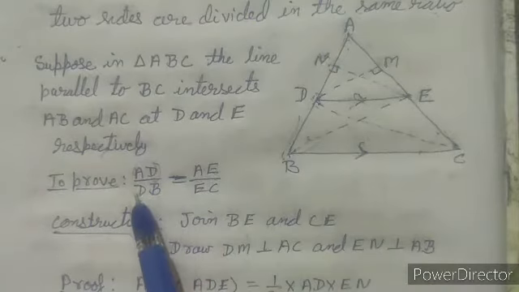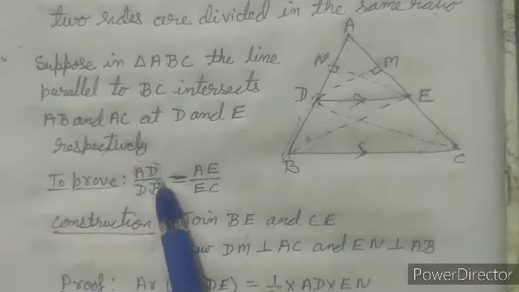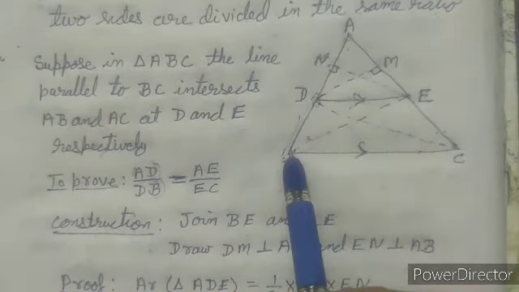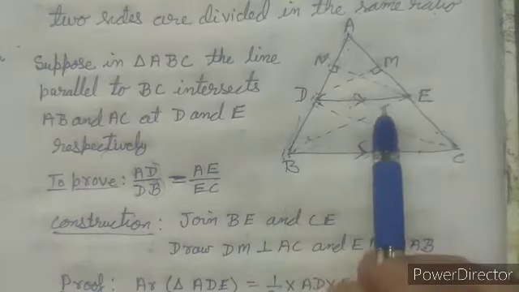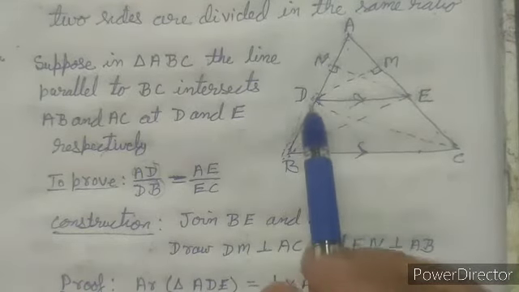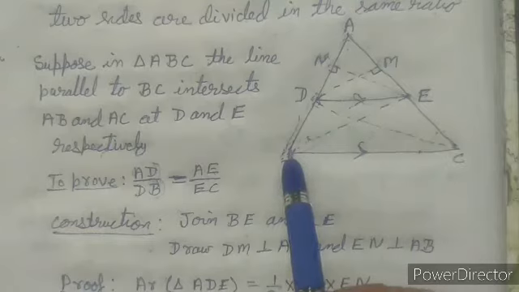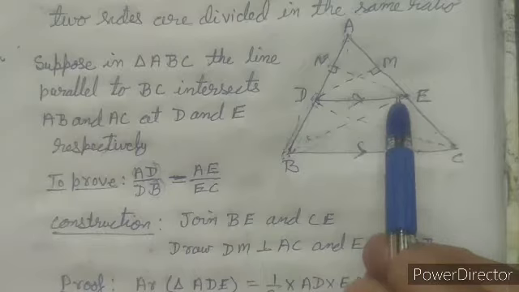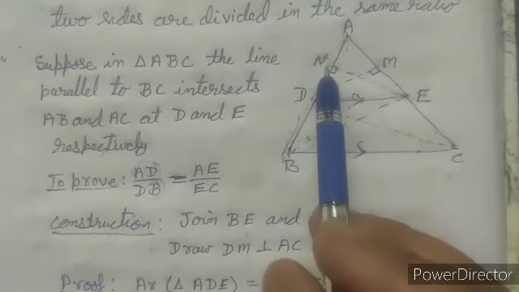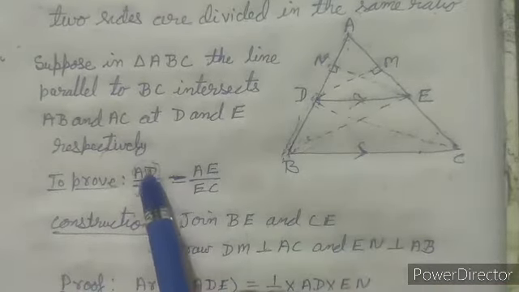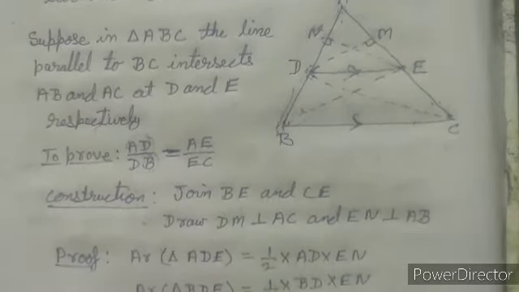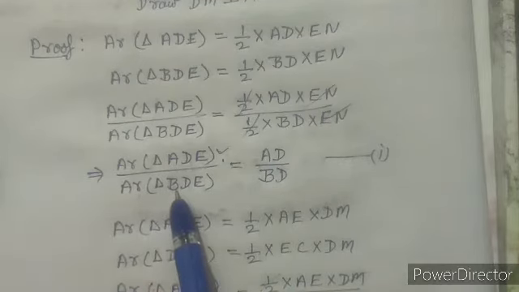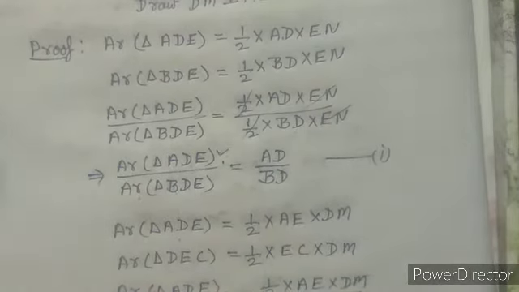Now similarly we take DB as base. DB is the side of triangle DBE, so in triangle DBE we will take DB as base, and if we produce BD, then the perpendicular from the opposite vertex E is EN, so EN will be the height. Now we will take the ratio of these two, and that gives us area of ADE upon area of BDE equal to AD upon BD.